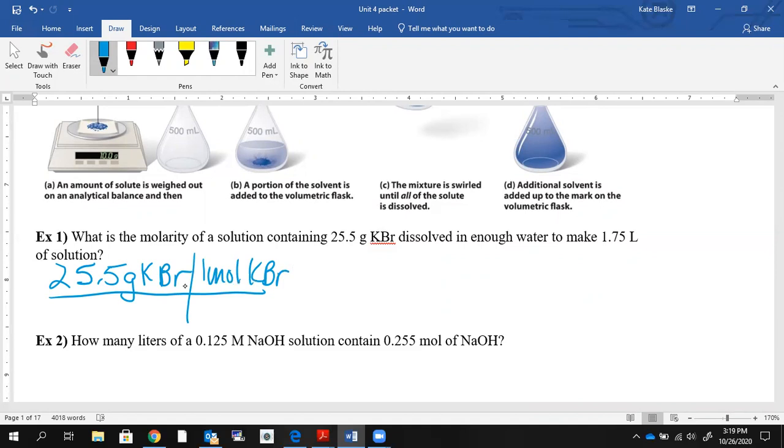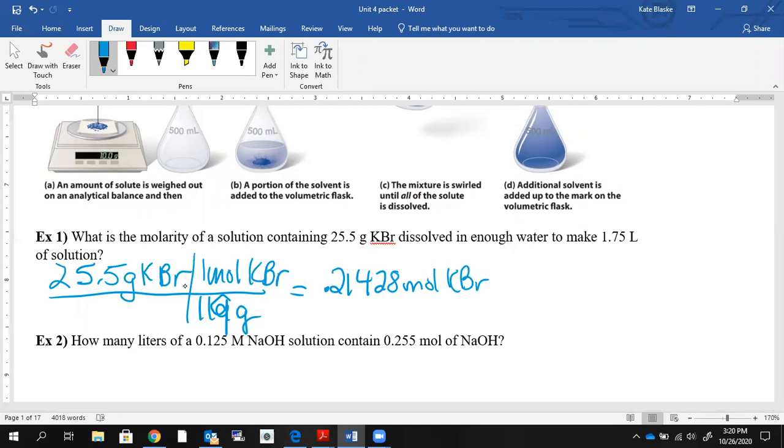Potassium has a mass of 39.1. Bromine is 79.9. So we add that up, we get 119 grams per mole of potassium bromide, which gives us 0.21428 moles of KBr.